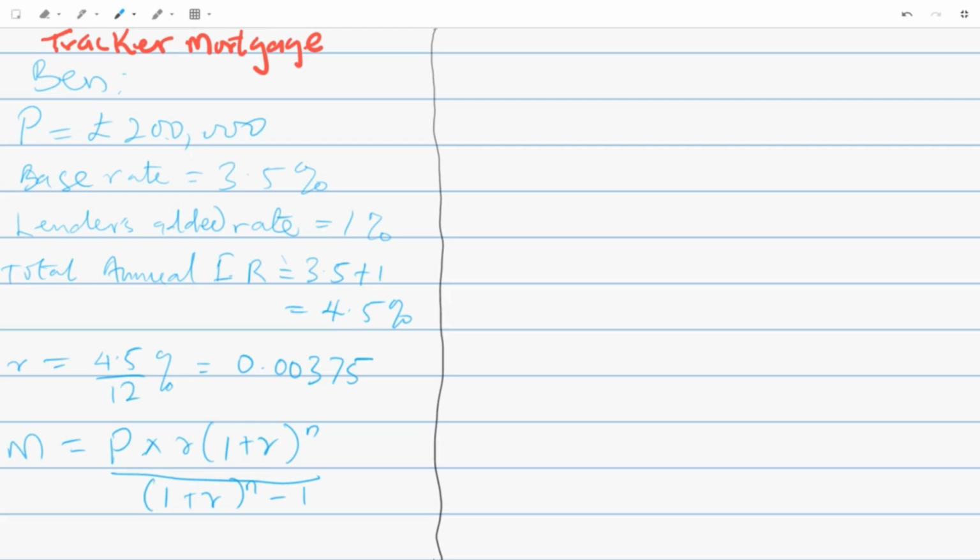Now, we need to calculate n. And as we do know, n is the total number of payments, which is 12 times 25. It's 25 years. So this mortgage is 25 years as well. So that gives us 300.